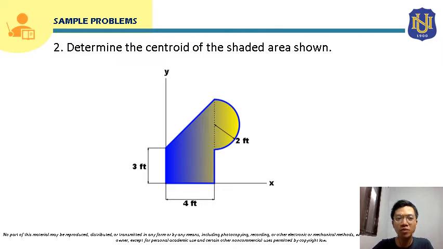Now, for sample problem number 2, determine the centroid of the shaded area shown. So we are now dealing here with a composite area. This composite area, we can divide into basic shapes. We can divide this into this rectangle and this semicircle. So this composite figure is composed of 3 geometric shapes, and the centroids of each geometric shape are known, so we can solve this. Let's solve the centroid of this composite area.